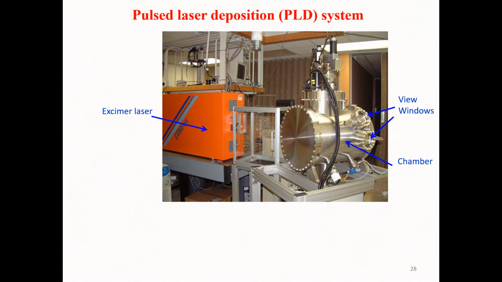So this is the setup, the experimental setup for a pulsed laser deposition system. If you ever have the chance to visit a well-equipped lab for thin film depositions, you can see this kind of setup, which is basically for pulsed laser deposition. Here you can see this yellow-red box, which is basically the excimer laser. And here you can see this drum-like structure, which is basically the chamber. On this chamber we have view windows.